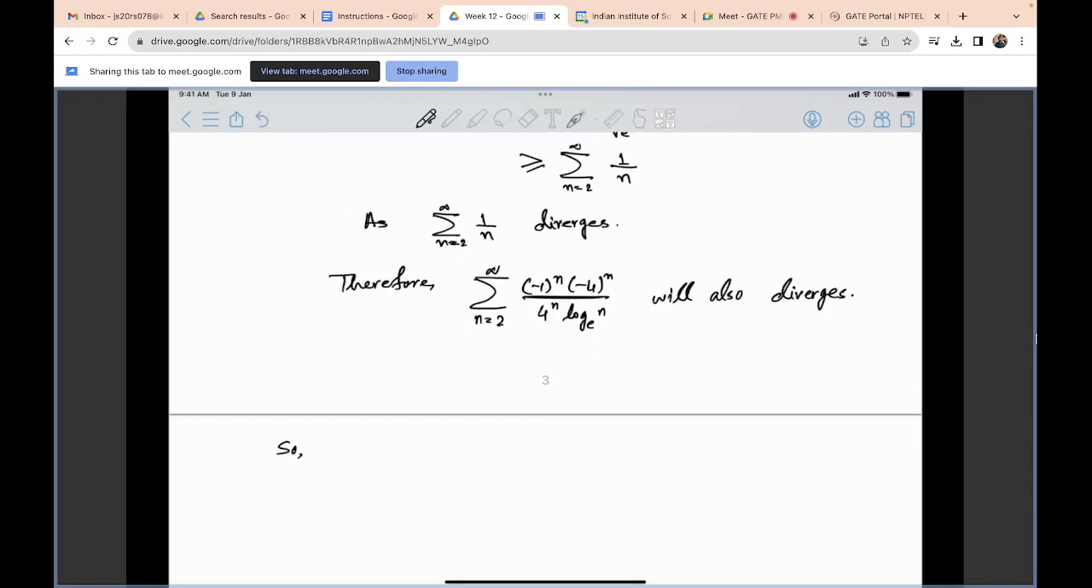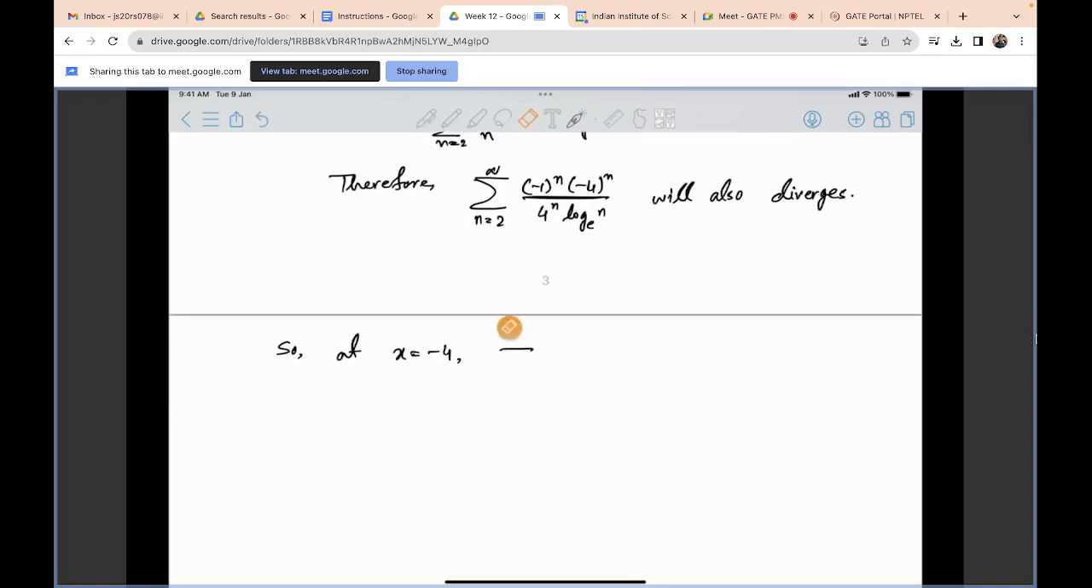So at x equals minus 4, the series, the sum for n equals 2 to infinity of (-1)^n x^n by 4^n log_e n, diverges.